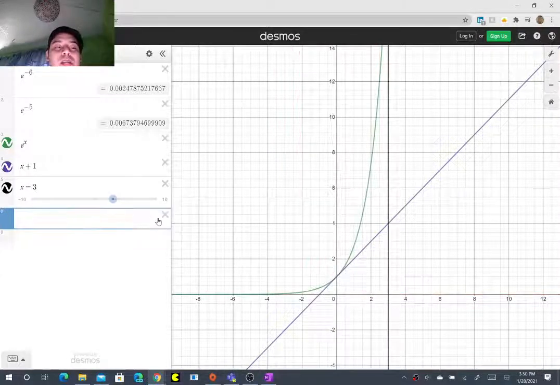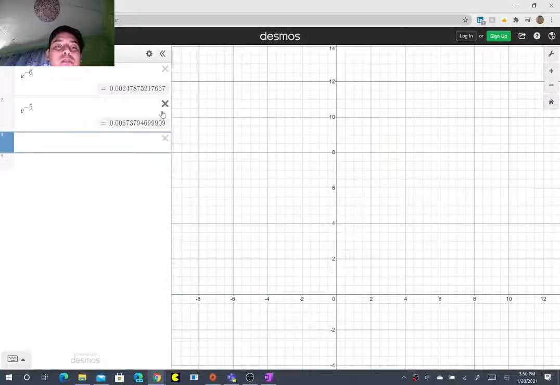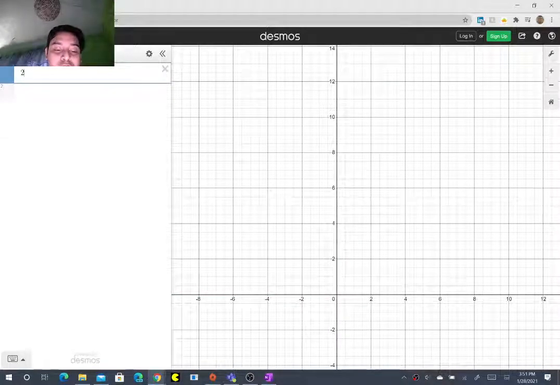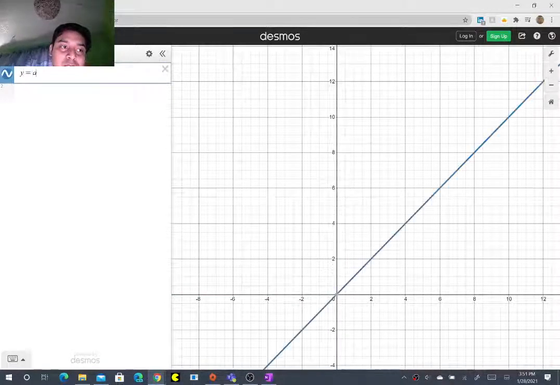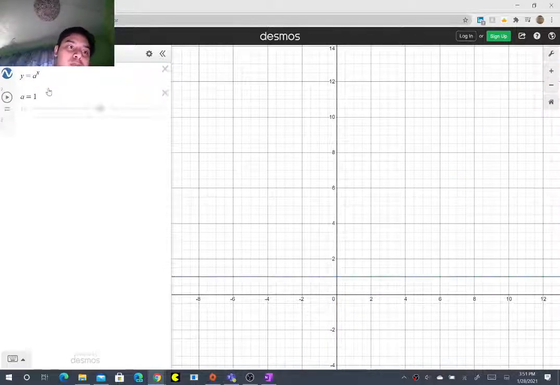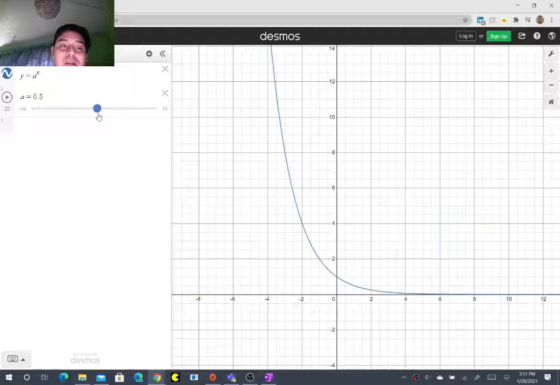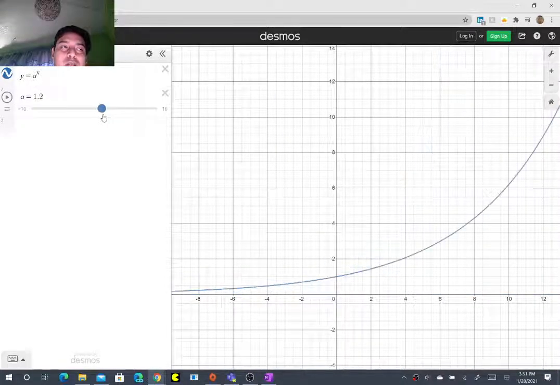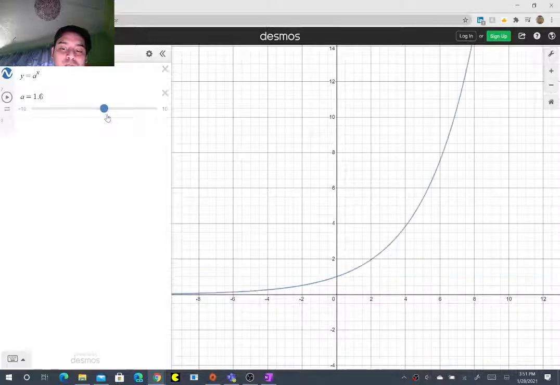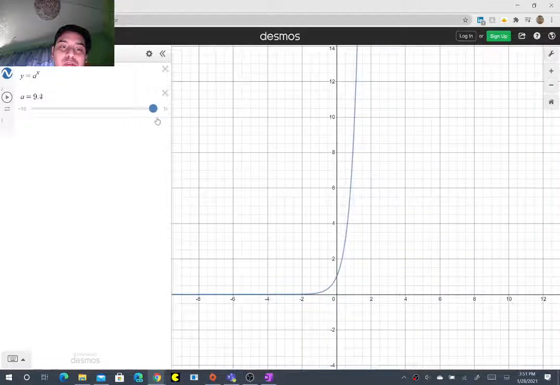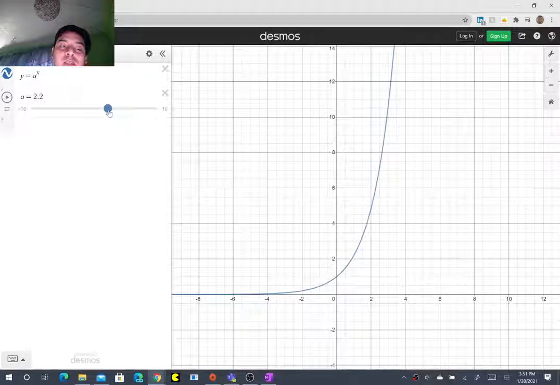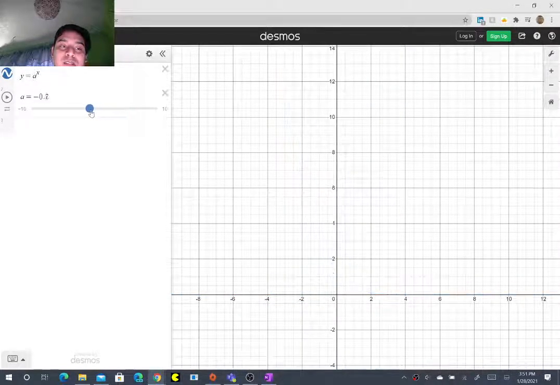Now there is a function that you would do of the form y equals a to the x. Basically, how this works is if it is greater than 1, it's going to be exponential growth, okay? If it is less than 1, it's going to be exponential decay, okay?